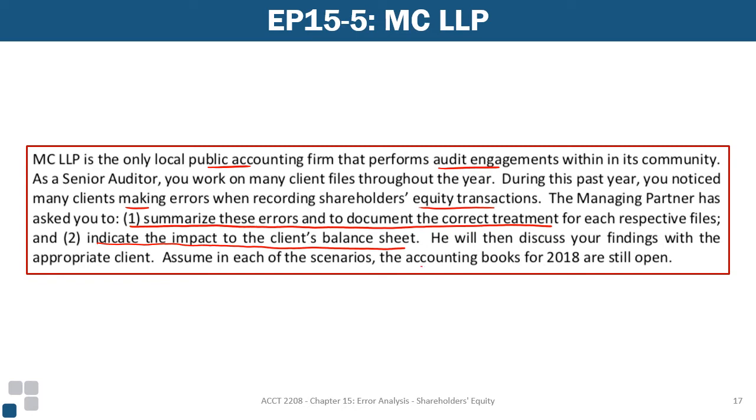All right. And as usual, because we're in 2018, we'll assume the books are still open, so no adjustments can be made directly to accounts in 2017 for any prior year errors. Anything would have to go to retained earnings for anything that affects revenue and expenses.